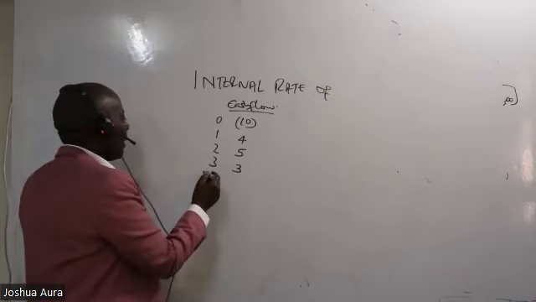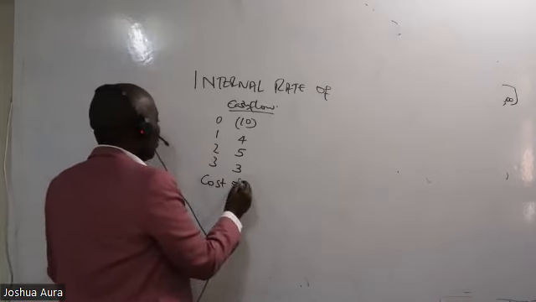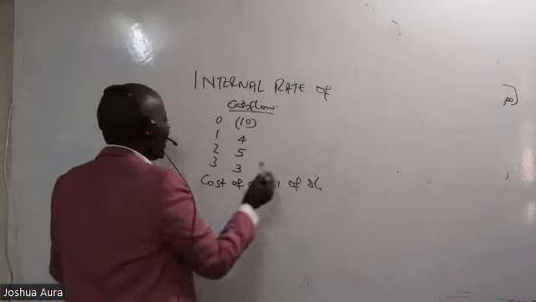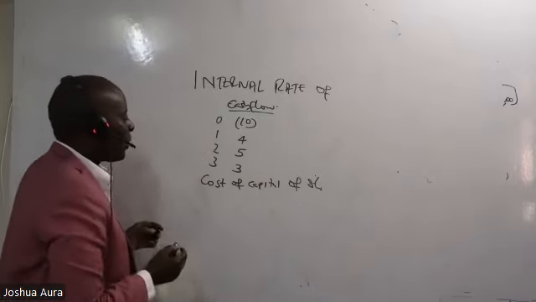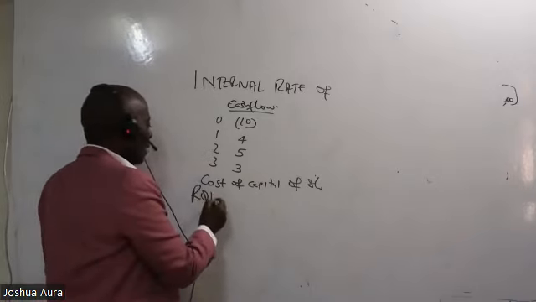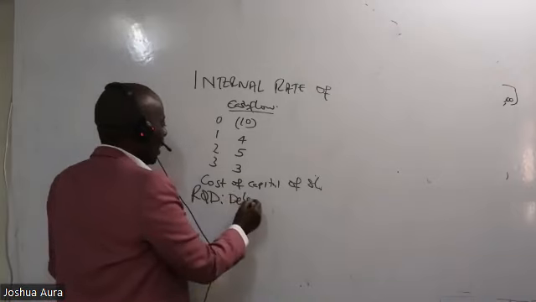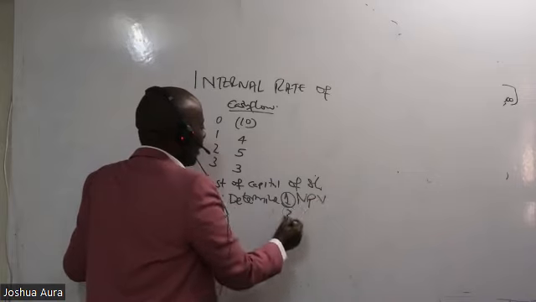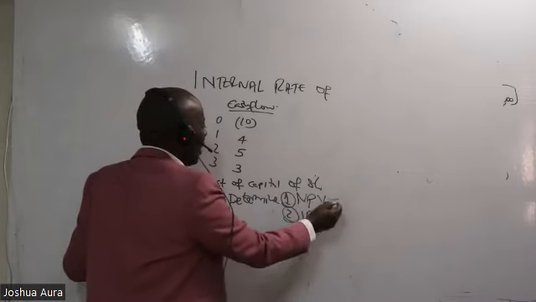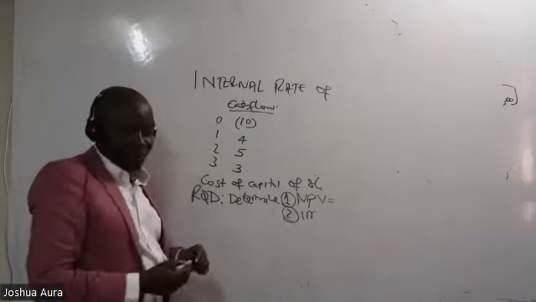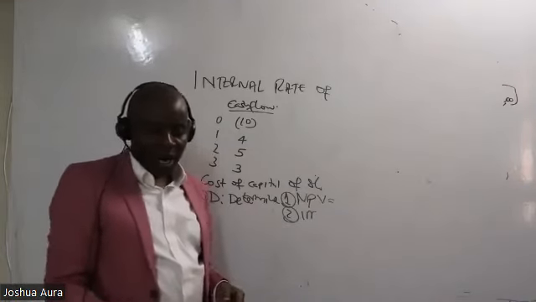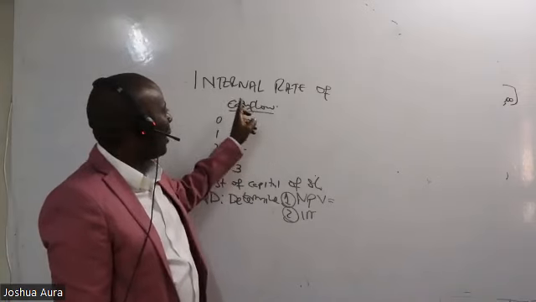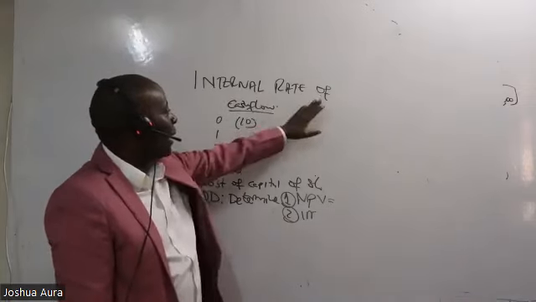And then these guys have given us a cost of capital of 8%. Then we are required to determine number 1, NPV, and then number 2, IRR. IRR stands for internal rate of return.